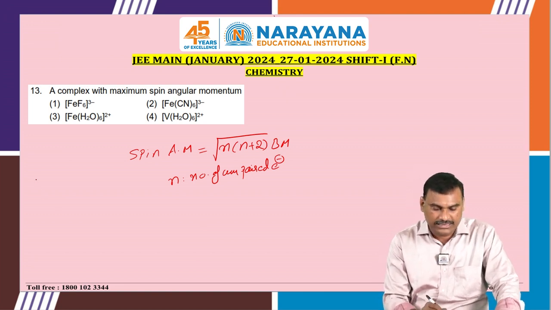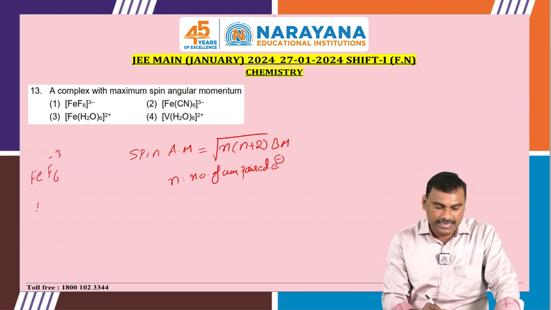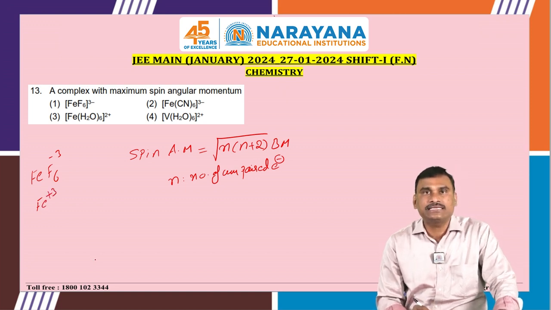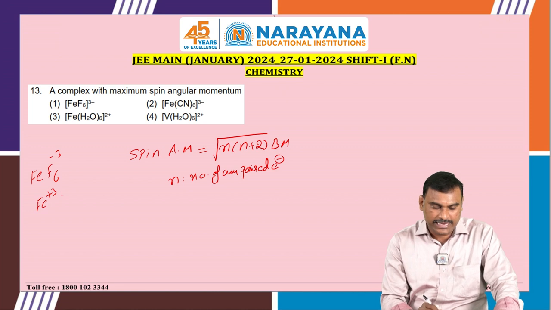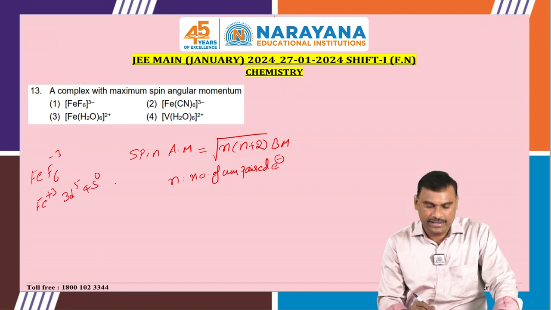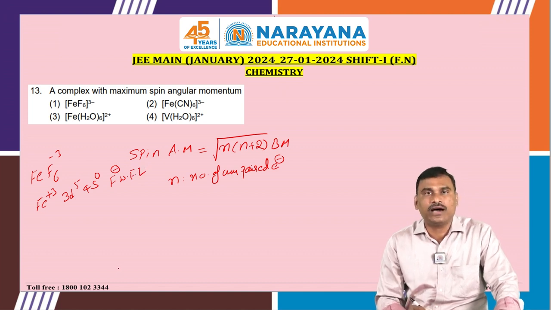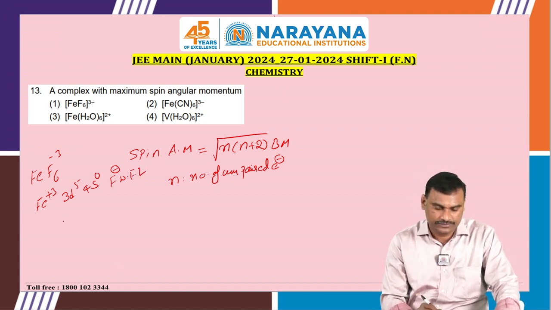Let us go for complex one. FeF6 3 minus. Here iron has a plus 3 oxidation state, 3d6 4s2. Then you can write that as 3d5 4s0. F minus is a weak field ligand. Weak field ligand. Therefore, all the 5 unpaired electrons are present. Therefore, n is equal to 5 here.